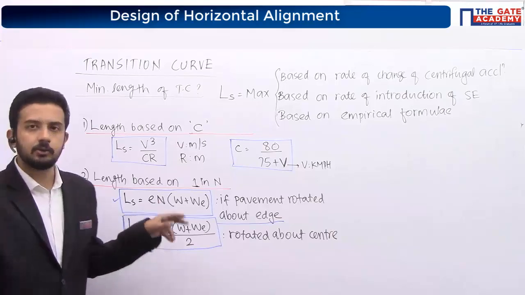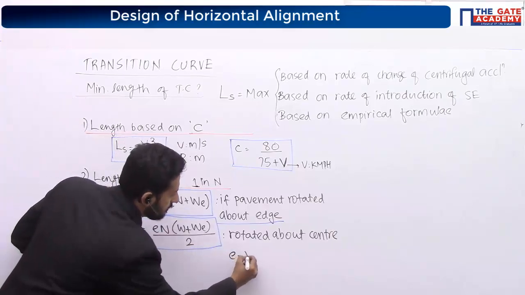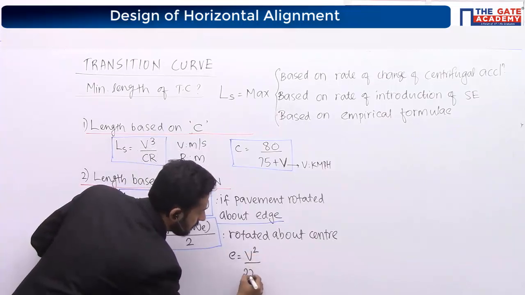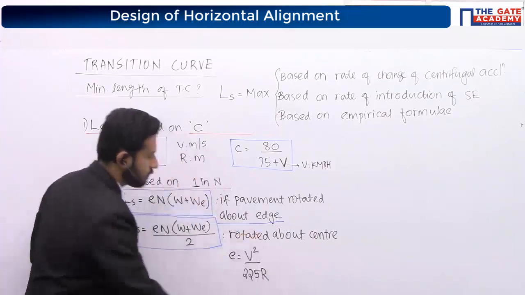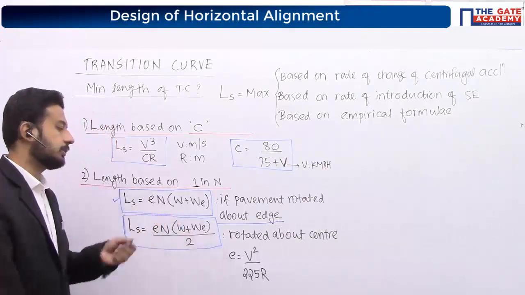We'll see how to calculate and all. What is this E value? Rate of super elevation. How to calculate? V square by 225R, that we already studied. Correct na? E value. And whatever you are going to get, you are going to substitute here.